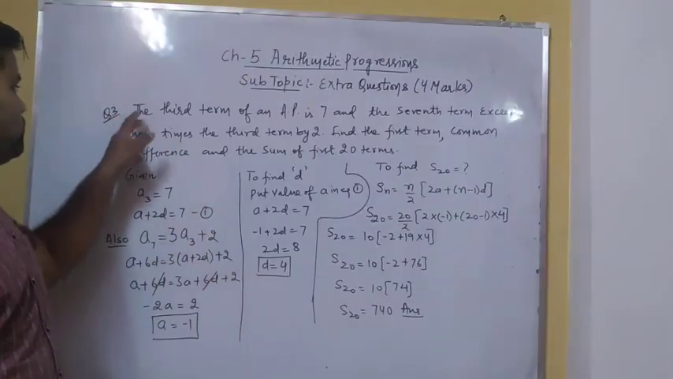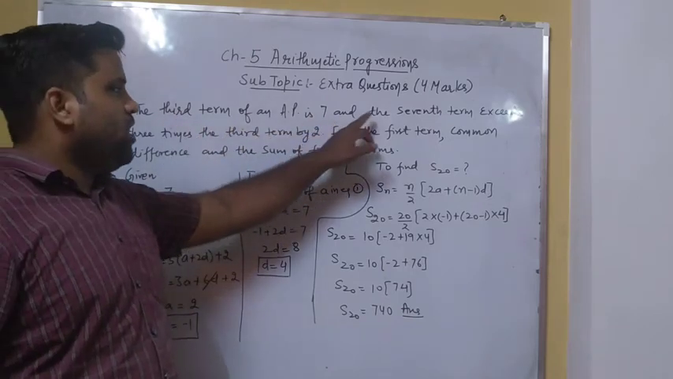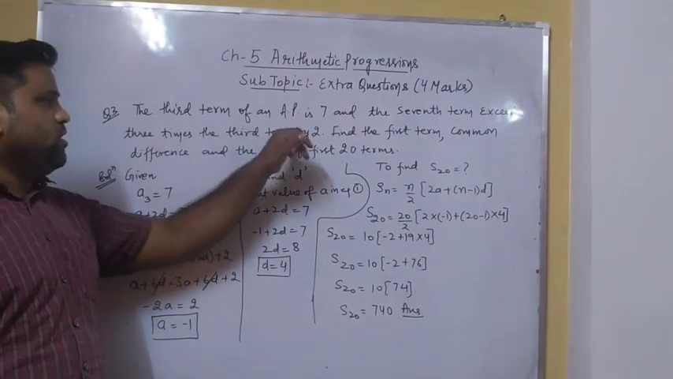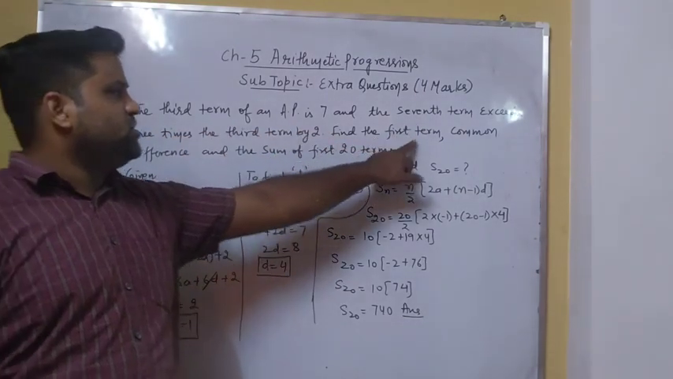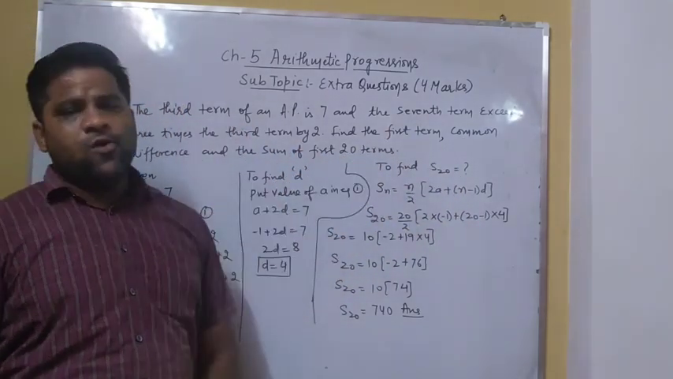Now let us come to question number 3. The third term of an AP is 7 and the 7th term exceeds 3 times the third term by 2. Find the first term, common difference and the sum of the first 20 terms.